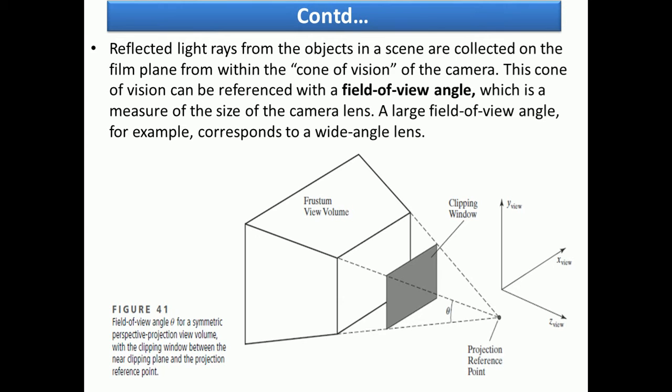Typically, the field of view angle is the angle between the top clipping plane and the bottom clipping plane of the frustum. This you can see in the below figure. So the field of view angle is basically the angle between the top clipping plane and the bottom clipping plane of the frustum, which is shown in figure 41.